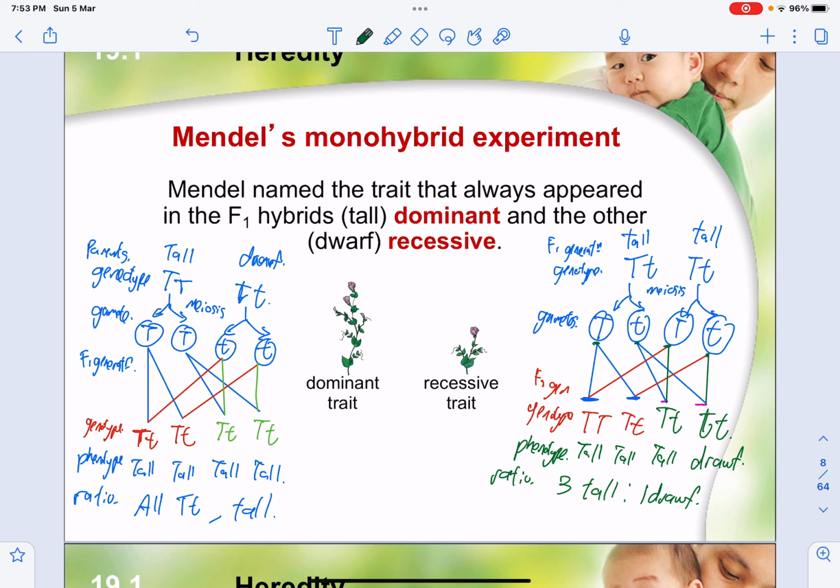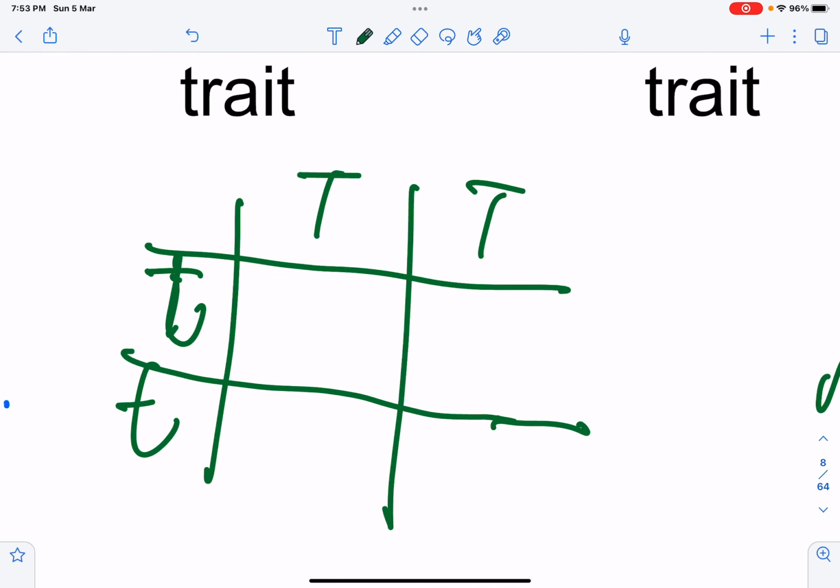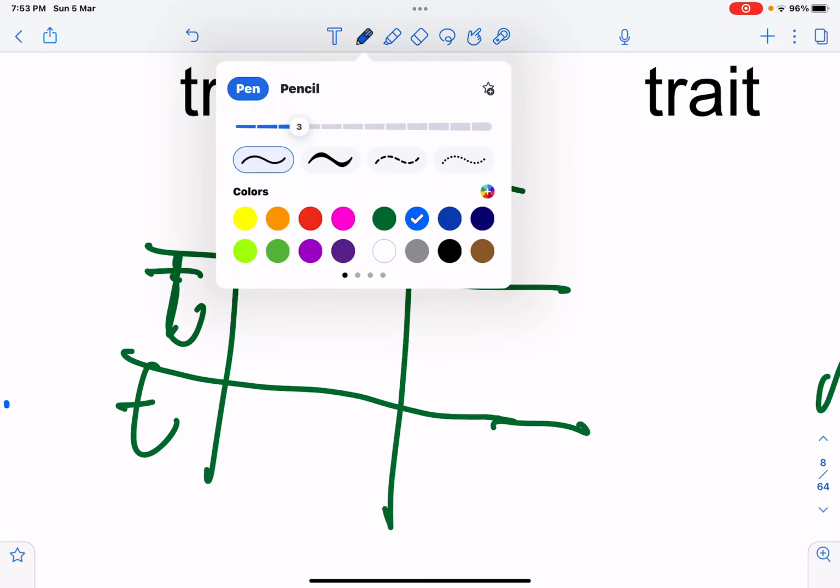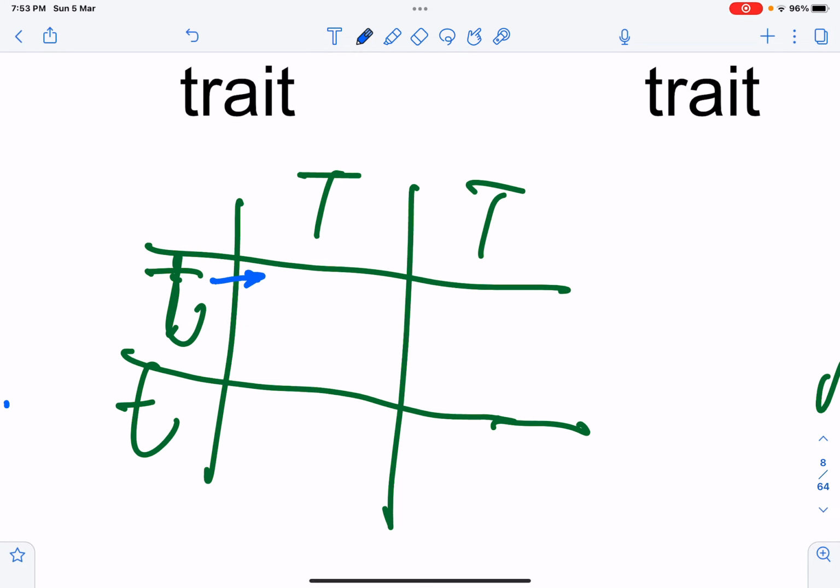If you don't really feel comfortable doing this drawing, then the other one you can use is a Punnett square. It's like a tic-tac-toe. What you do is you just put one of the parent's alleles up and then the other parent's alleles down. So this is the F1 generation. Then you do a cross. So the cross is something like that.